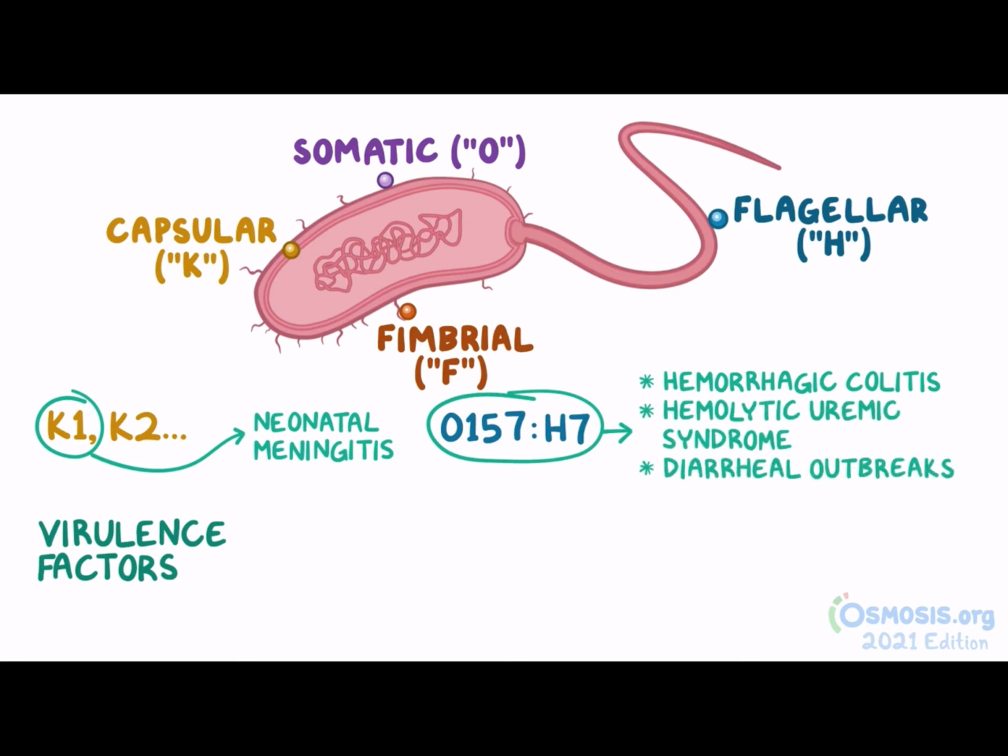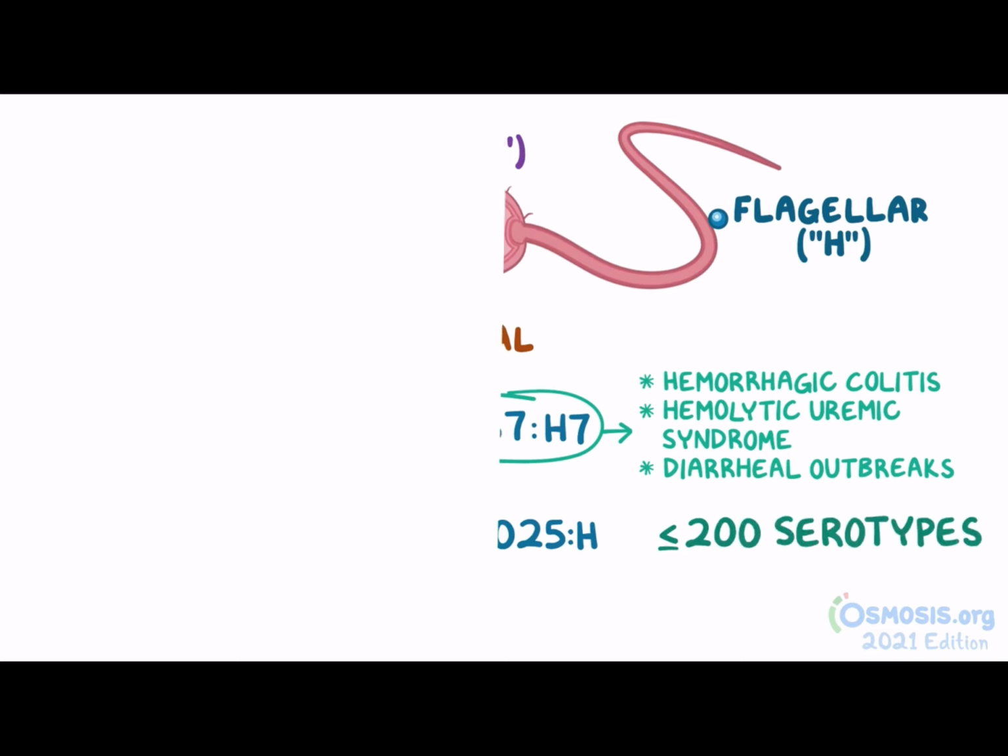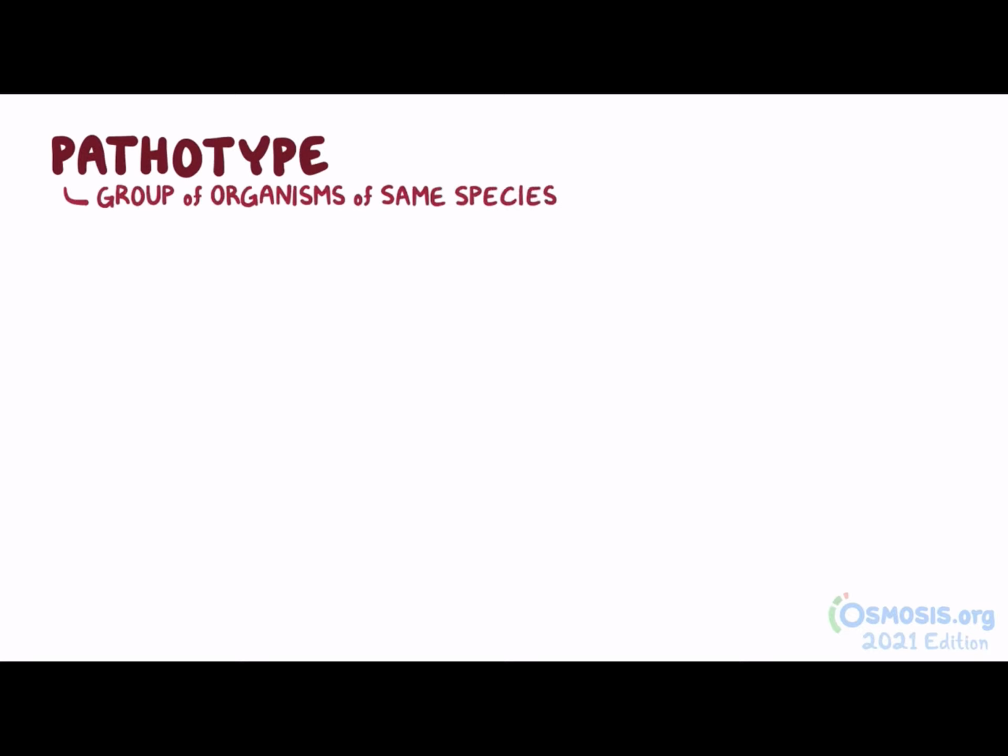Other E. coli serotypes include E. coli SE15, E. coli F11, E. coli O25H, and so on. But in fact, these serotypes are so numerous that they can go up to 200 serotypes. Thankfully, there's a much simpler classification, and that is based on pathotypes. A pathotype is a group of organisms of the same species that cause disease in the same way, meaning they use the same virulence factors.